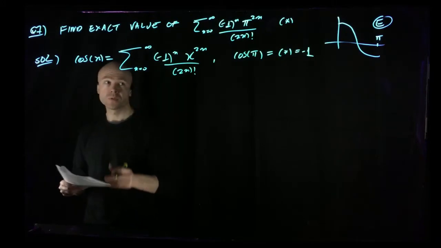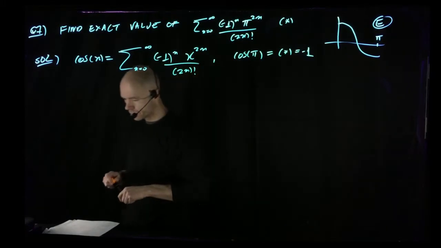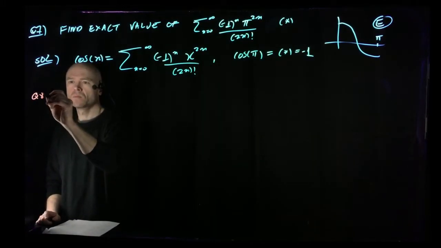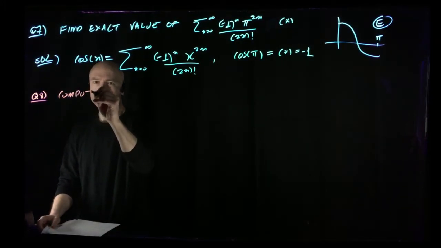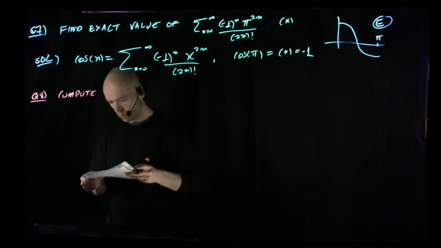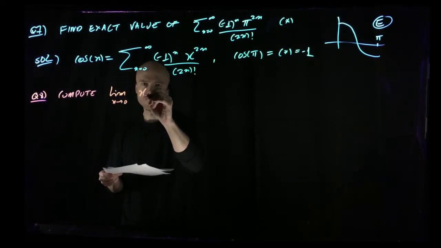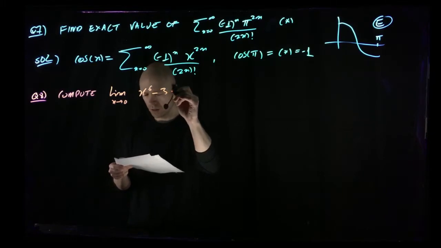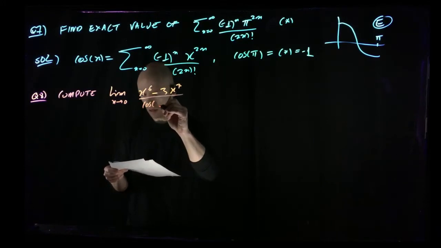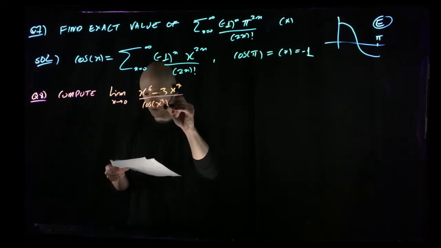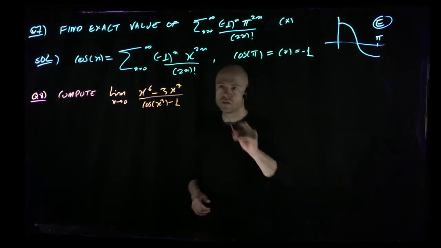Next question. Question 8. Let's change pens. Compute the limit as x goes to 0 of x to the 6 minus 3 x to the 7 over cosine x to the 3 minus 1. Okay. Solution.